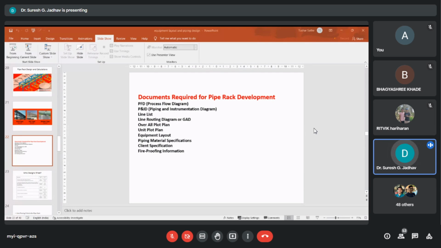Now, see the piping layout. Tank farm piping.